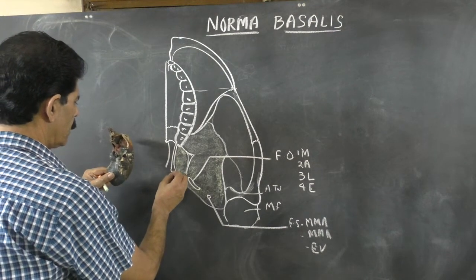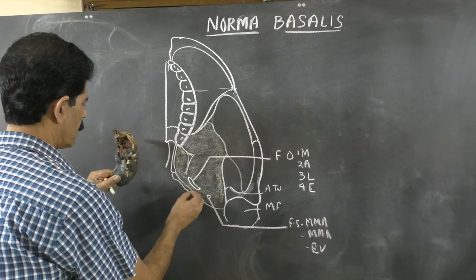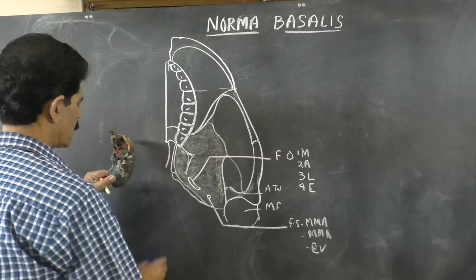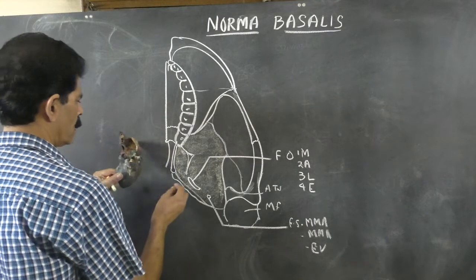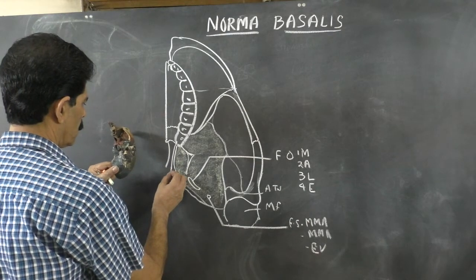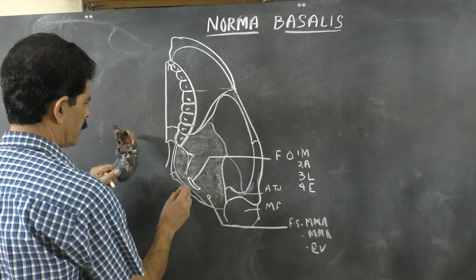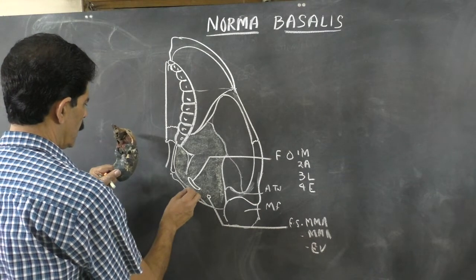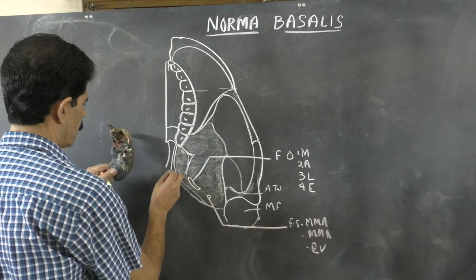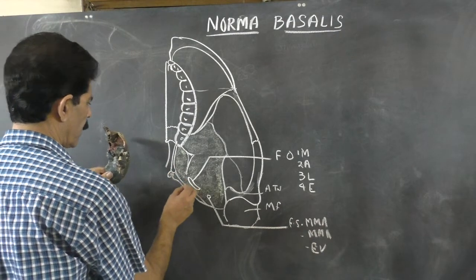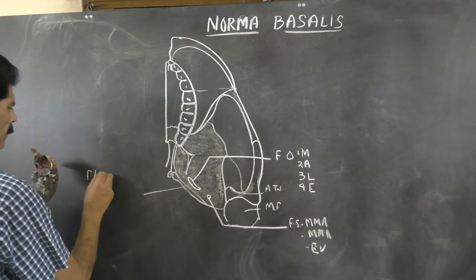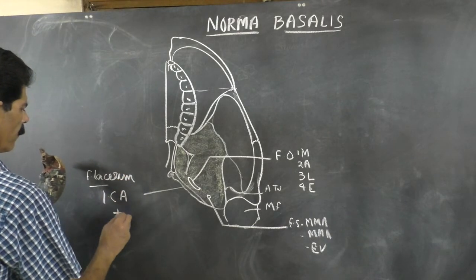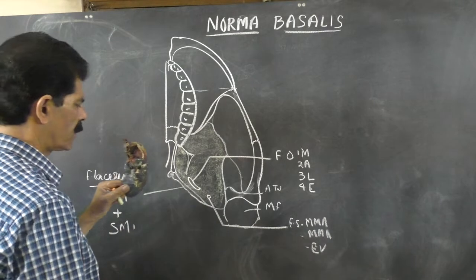Just lateral to them lies the petrous part of the temporal bone. Between the petrous part of the temporal bone and the greater wing of the sphenoid, there is an irregular gap, and this irregular gap is called the foramen lacerum, and through the foramen lacerum passes the internal carotid artery with the sympathetic plexus around it.